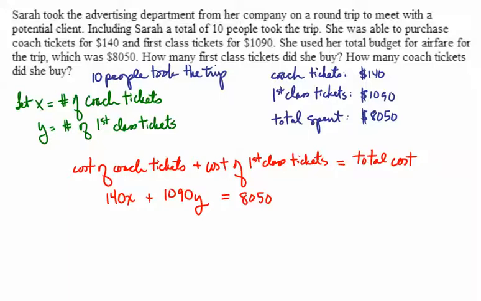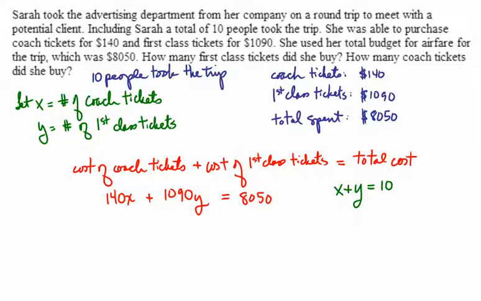Now, ordinarily we'd have a problem here because we have one equation with two unknowns and we're unable to solve an equation like that. We do have another piece of information, however, that's very important. And that is, we know that there are 10 people who took the trip. So we can then also write a second equation that looks like this. The number of people who flew coach plus the number of people who flew first class has to be 10. And that little extra piece of information is going to be all that we need in order to be able to solve this problem here.